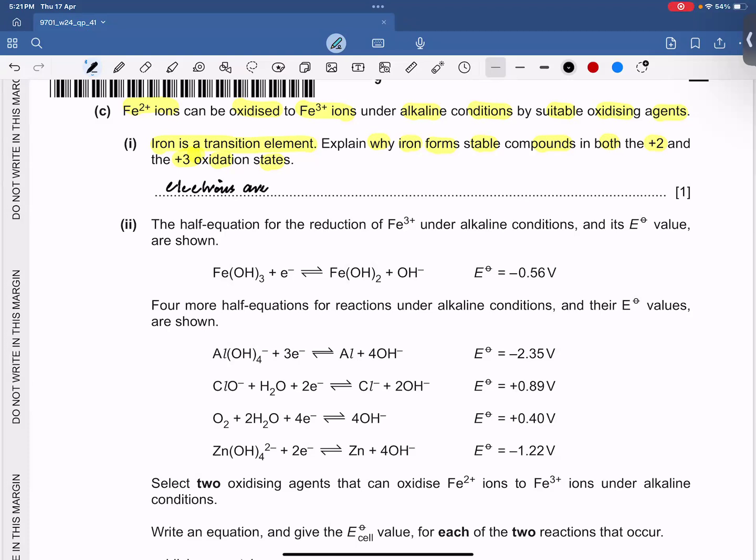Electrons are available in 3d and 4s also, due to the close energy gap.